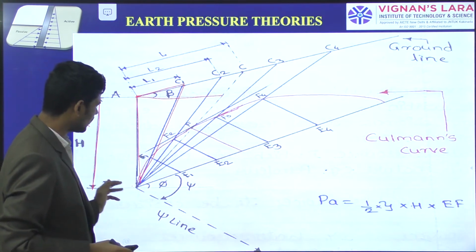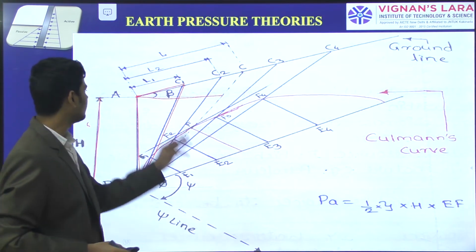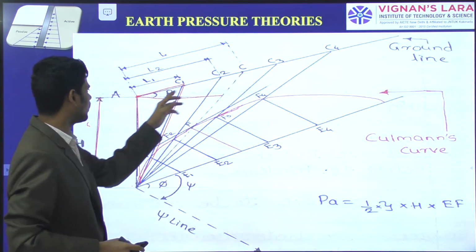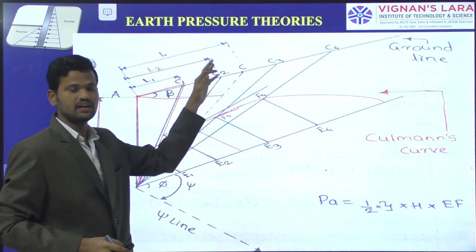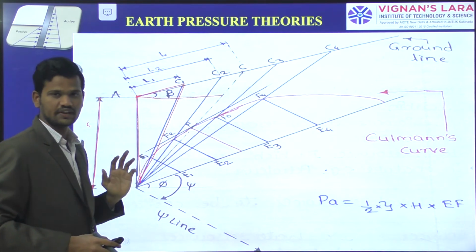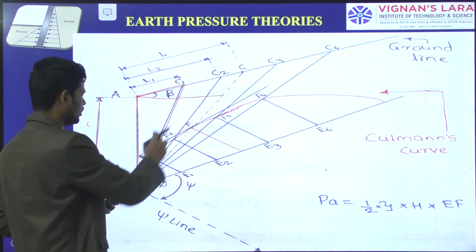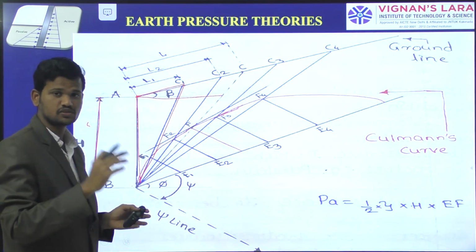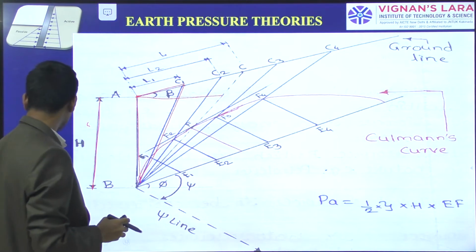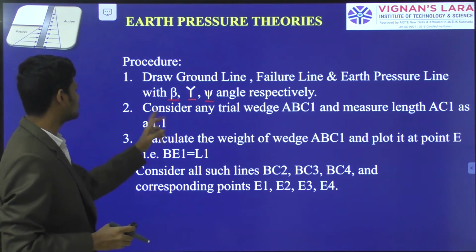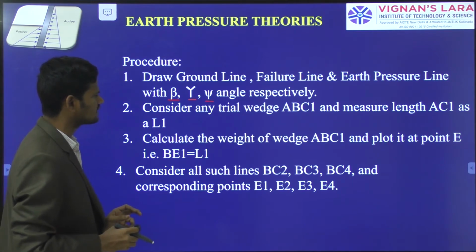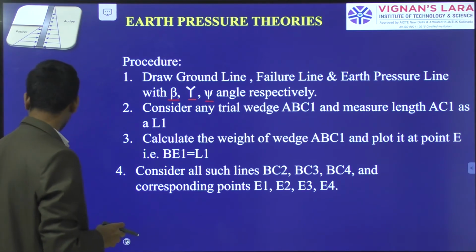For this retaining wall, we draw the J line, and we draw one more line making an angle of beta with the horizontal ground surface, and the failure wedge ABC. This is the failure wedge of the soil mass we are assuming for this retaining wall. Next, consider any trial wedge ABC1 and measure the length AC1 as L1.